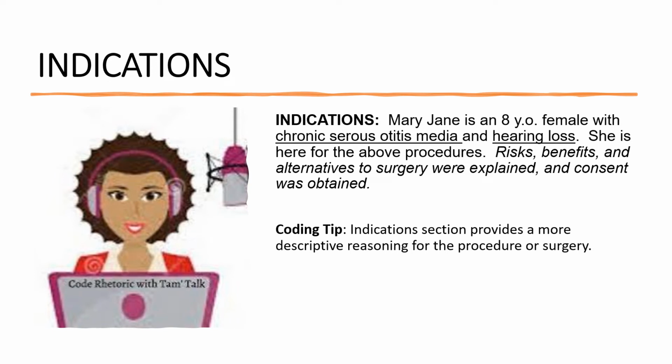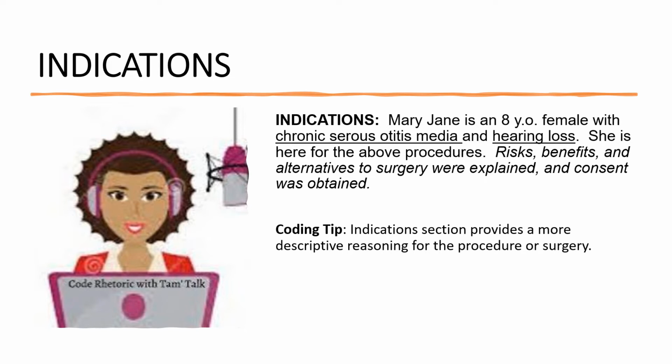So next we have our indications. Again, the indications is just a section that provides a more descriptive reasoning for the procedure or surgery. So here in our indications for this particular encounter, the doctor states that Mary Jane is an 8-year-old female with chronic serous otitis media and hearing loss. She is here for the above procedures, which is the bilateral laryngotomy and tympanostomy tube placement.